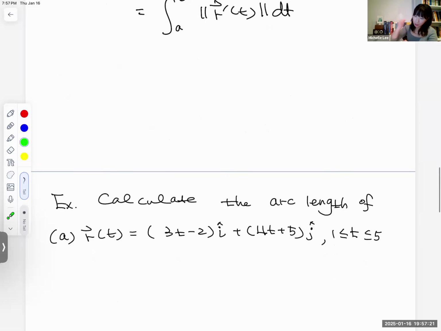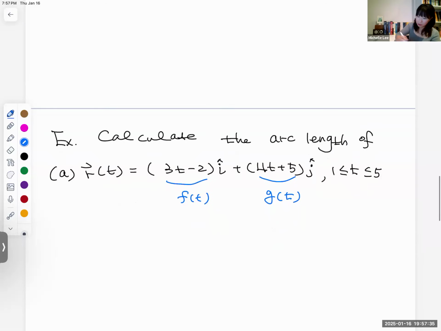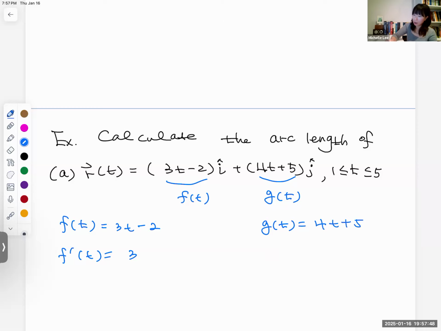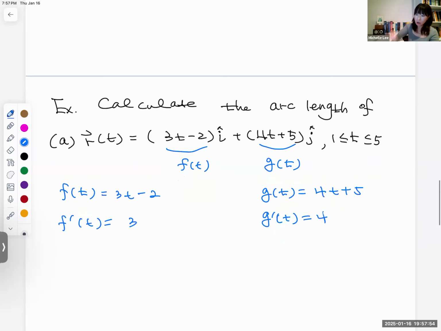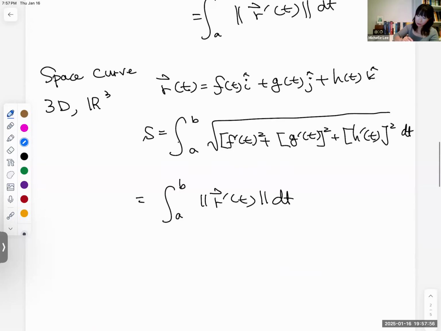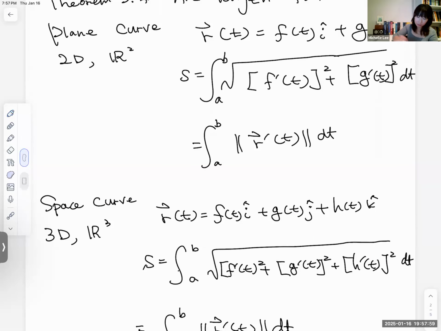Calculate the arc length of this two-dimensional curve. This is f of t, and this is g of t. So f of t equals 3t minus 2. Then f prime of t, what do you get? It's 3. Good. g of t is 4t plus 5. What's g prime of t? It's just 4. So for the arc length of a plane curve, let's use this formula.